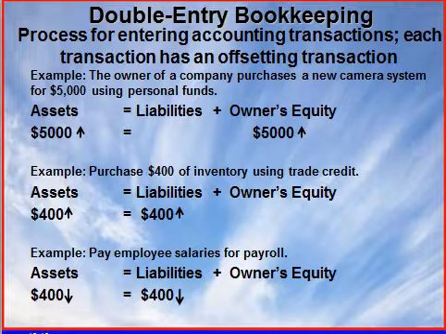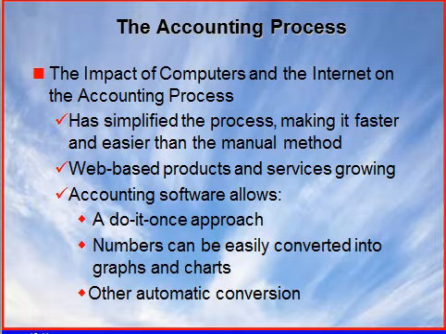In the next example, we see that we're paying our employee salaries for payroll. Payroll is paid with cash, so our asset cash has gone down by $400. Our liability, salaries payable, has also gone down by $400. With double entry bookkeeping, regardless of the transaction, there is always an offsetting transaction that maintains the equality of this equation. Computers and web-based products have simplified the accounting process. It is now easier and simpler than the manual method that was used before.